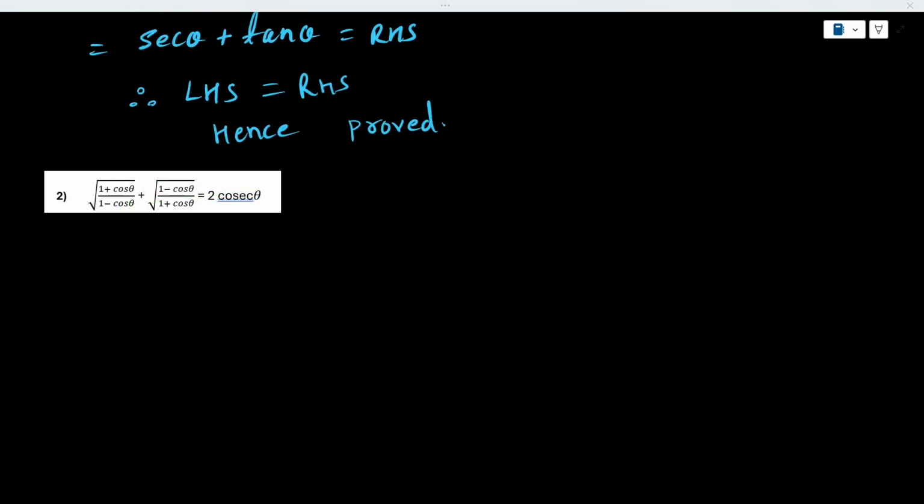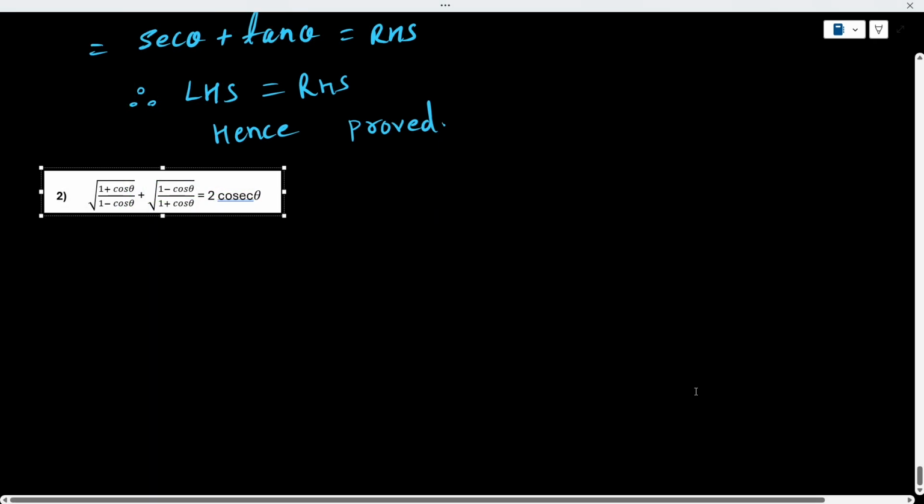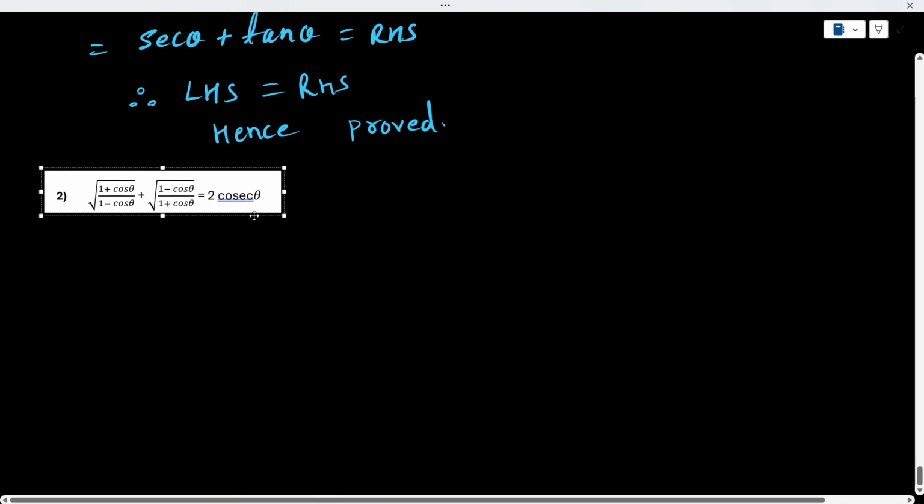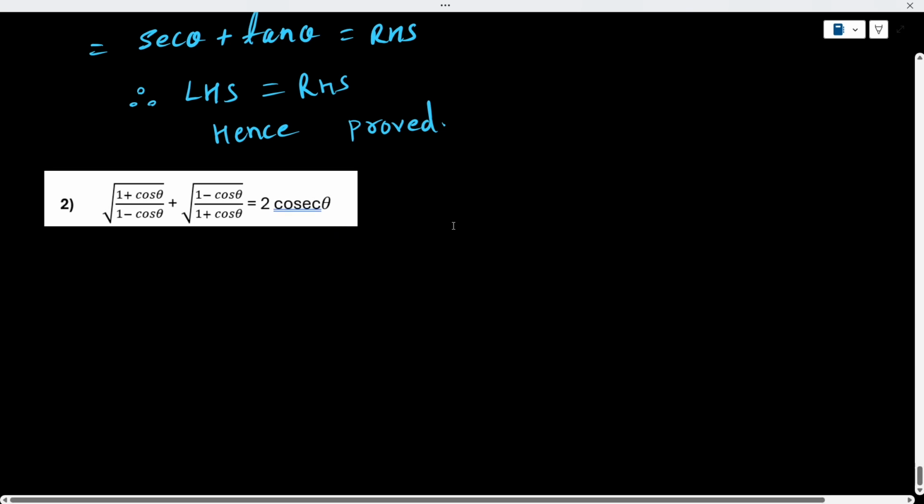Now this is the next question of trigonometric identity proof. Here also, this is a square root based question. This is another question from a past paper which has come.